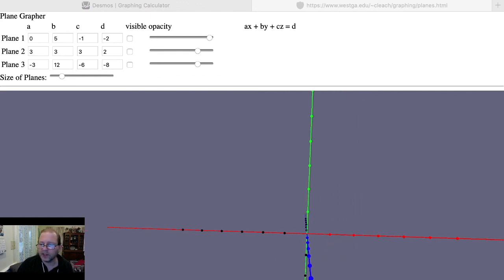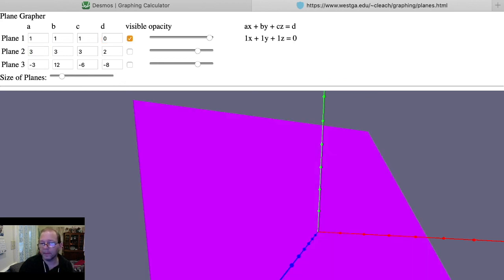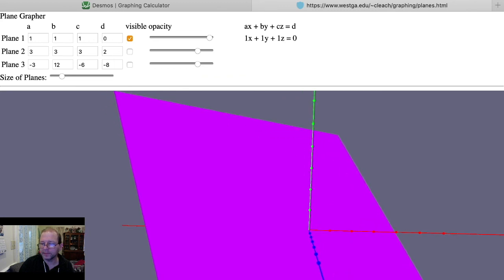This is on my website, but let's see. So red, green, blue. Red is the x-axis. Green is the y-axis, and blue is the z-axis. So let's look at a plane here. I'm just going to put these coefficients in. Let's say we have the plane x plus y plus z equals 0. That's this plane here.